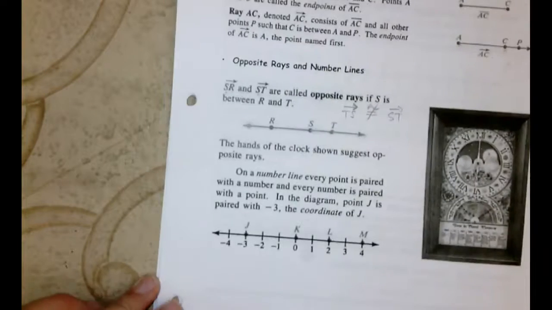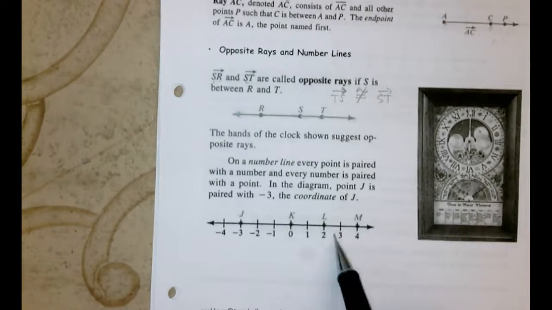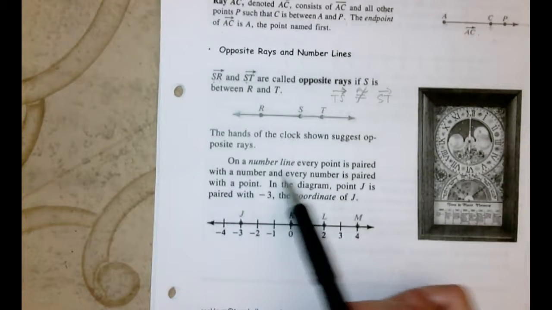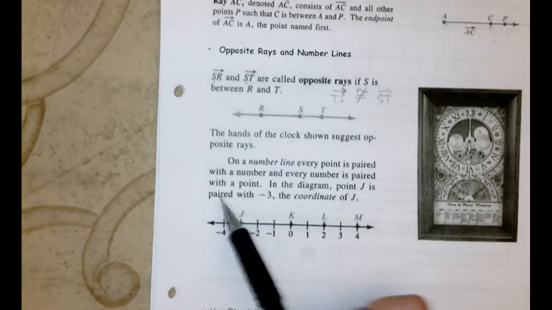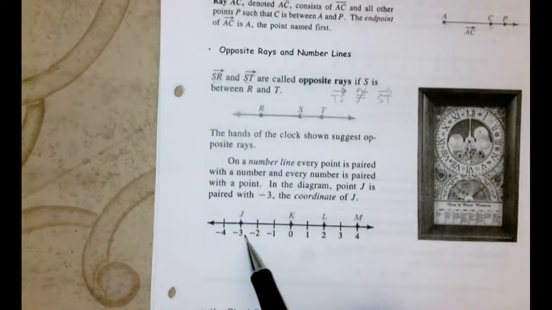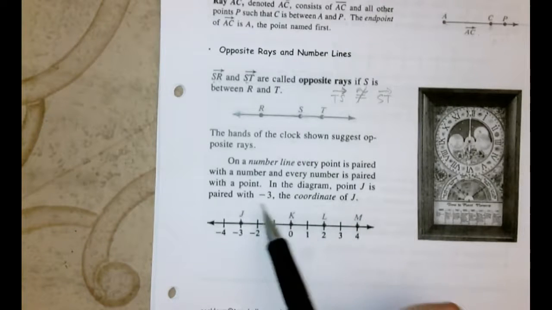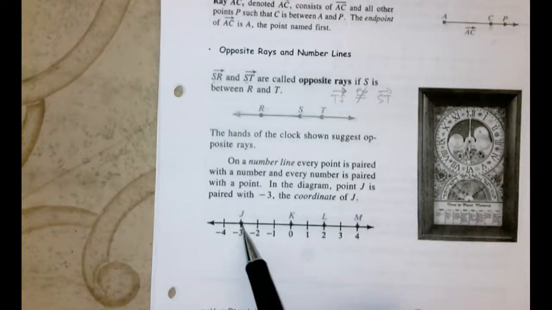Now we are talking about distances, so we have to give a numerical value to these points. On the number line, every point is paired with a number and every number is paired with a point. In the diagram, point J is paired with -3, and -3 is the coordinate of J. So that's the coordinate of this point. The coordinate of K is 0, the coordinate of M is 4, and so forth.